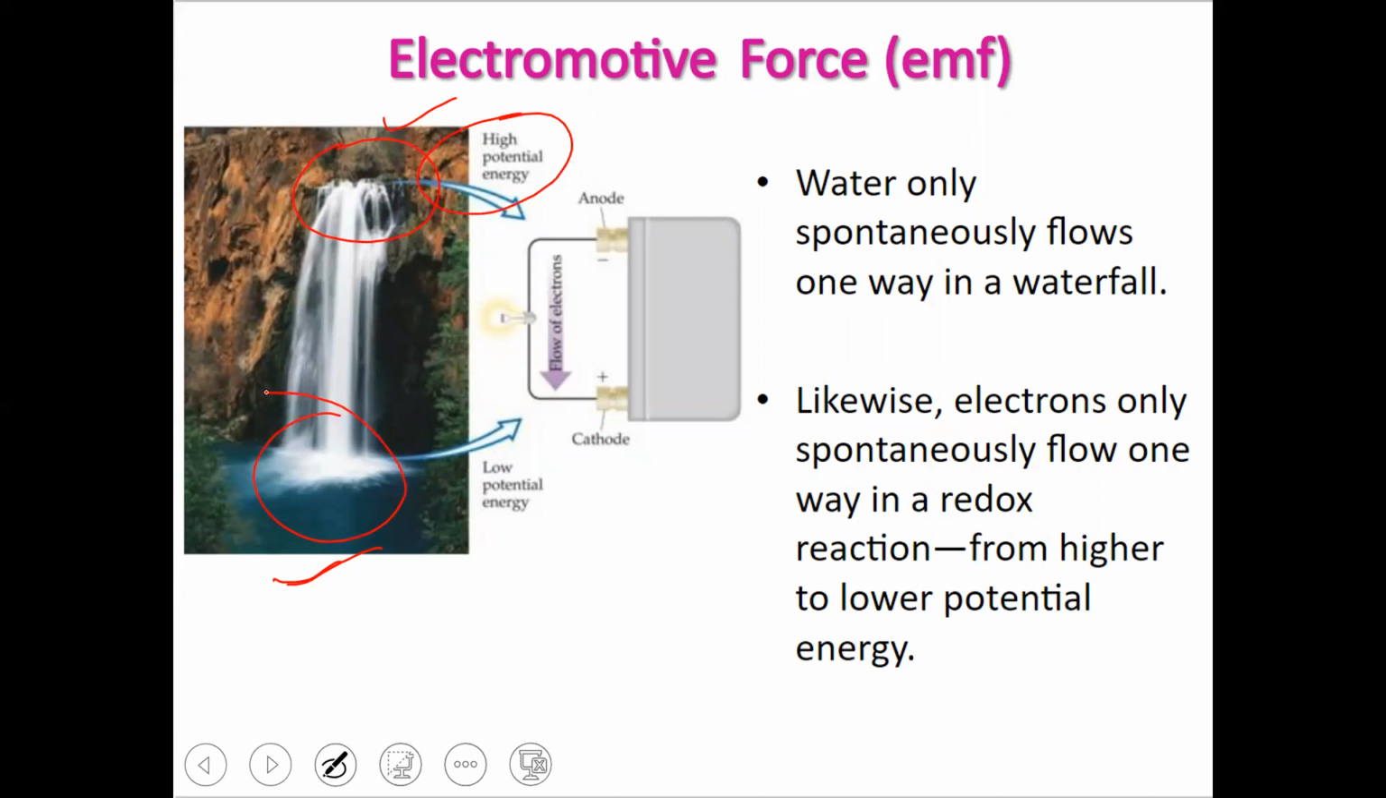Like if you observe in the cell, see this one. This is the anode and this is the cathode. The electrons flow from the anode to the cathode. That means the high potential energy is present at the anode, and the low potential energy is present at the cathode. That is why electrons flow from high potential energy to low potential energy. Yes, you understand, is it? So that is the flow of the electrons.